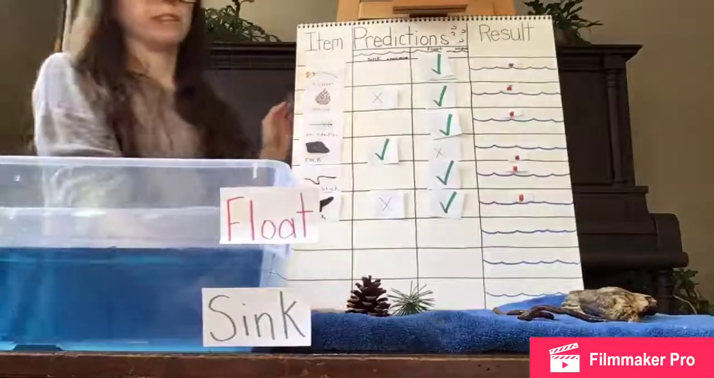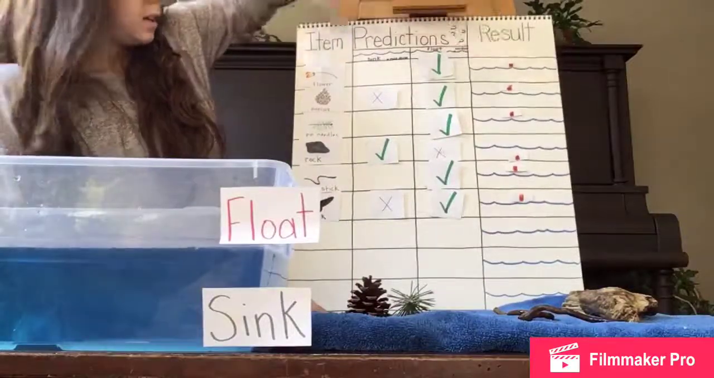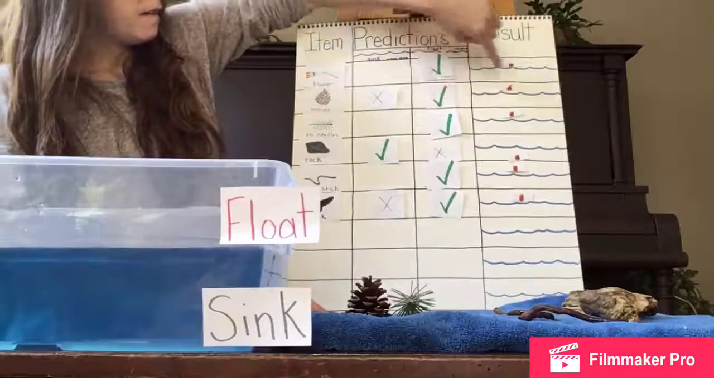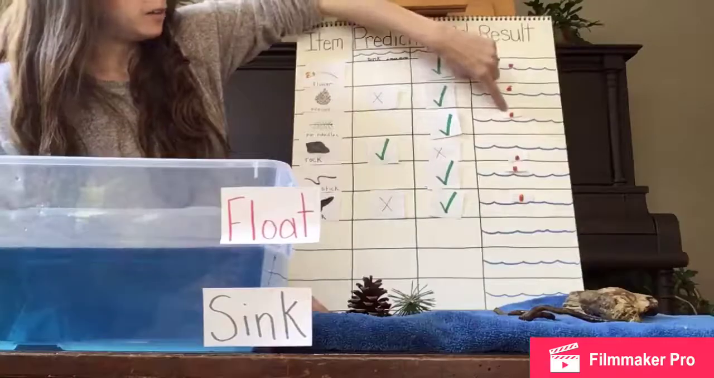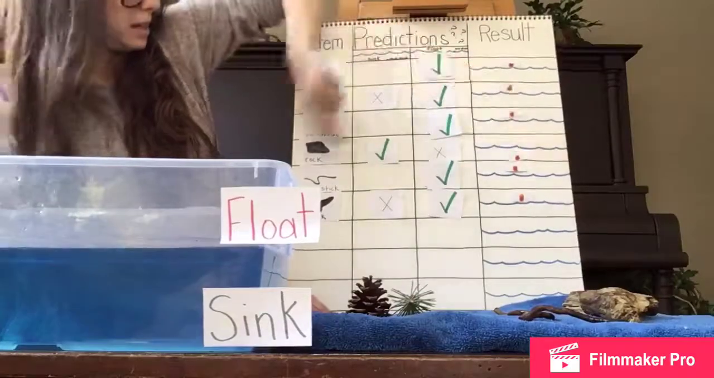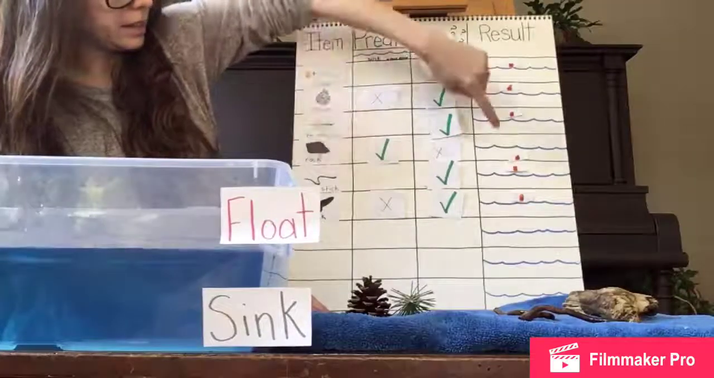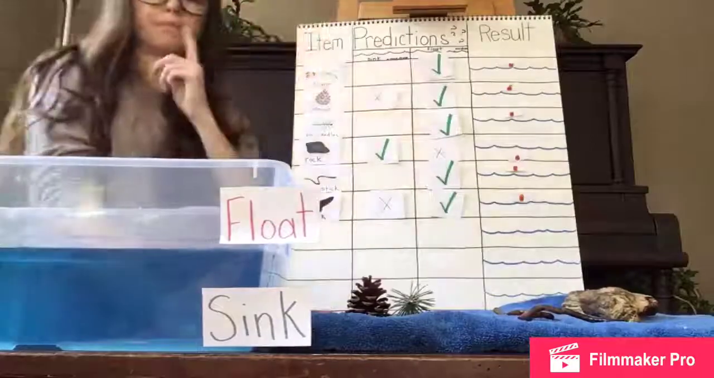We'll have to record our results and put it on top. Let's review. So the flower floated. The pine cone floated. The pine needles floated. The rock sank to the bottom. The little stick floated. And the big stick floated.